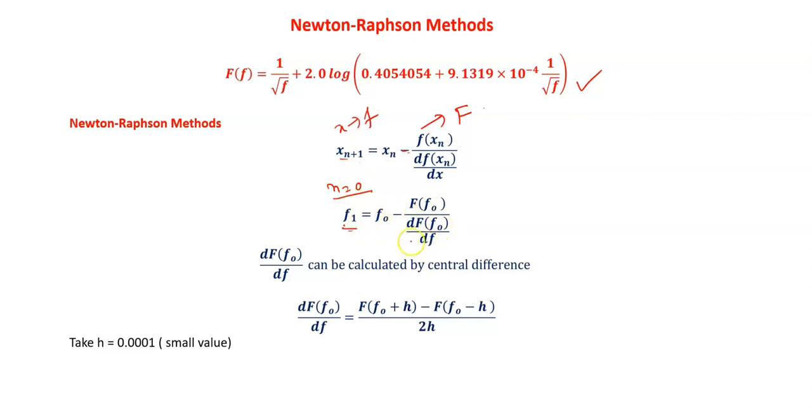So now here we have to calculate the derivative of this. You can do the derivative, or you can use central difference. So central difference is F of (f0 plus h) minus F of (f0 minus h) by 2h. So using that we can easily get the derivative of the function at point f0. Now for here h is very small. If you take it very small, then only you will get the derivative. Okay, so now here everything you can easily get.